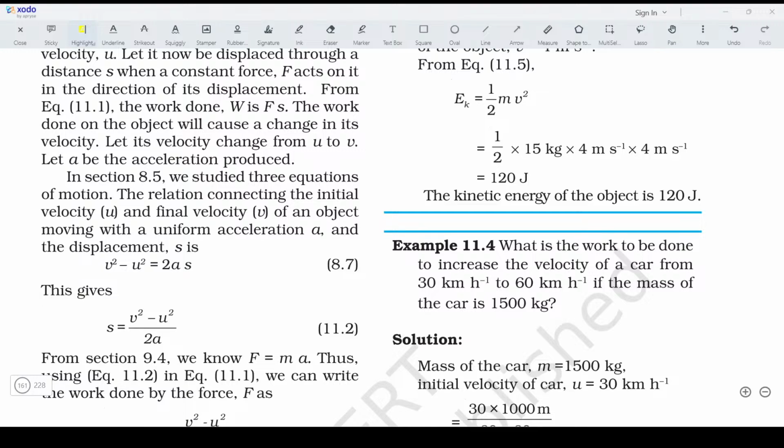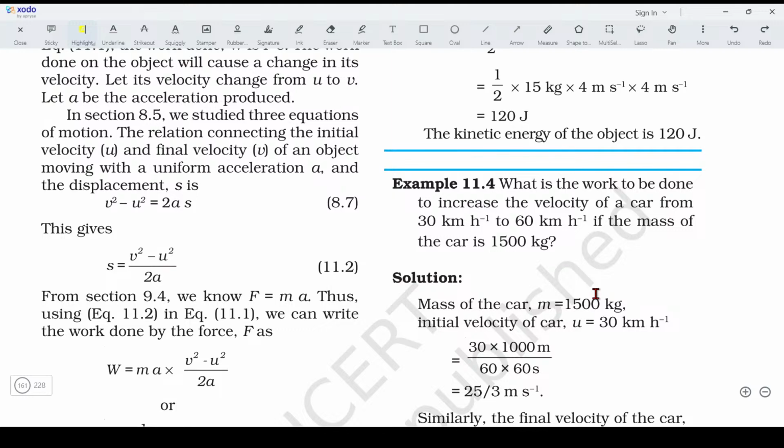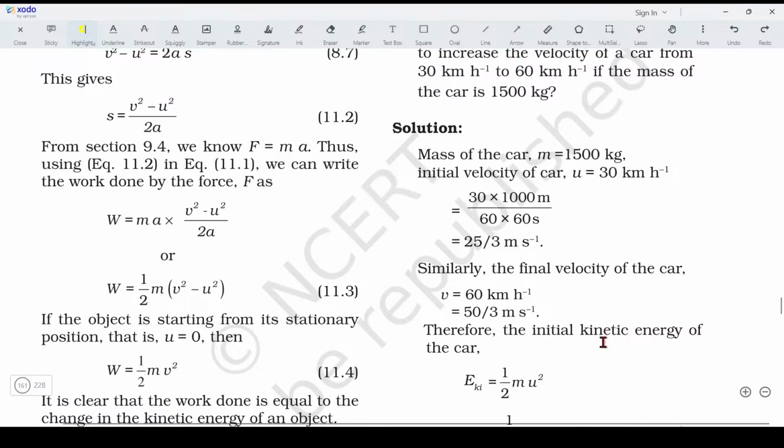I don't understand this one. So, what is it saying? The velocity has increased from 30 to 60. But first of all, this is in kilometers per hour. We want SI units, that means meters per second. How do you convert kilometers per hour to meters per second? Into 5 by 18, excellent. If you convert u and v, first of all, you will get them in meters per second.